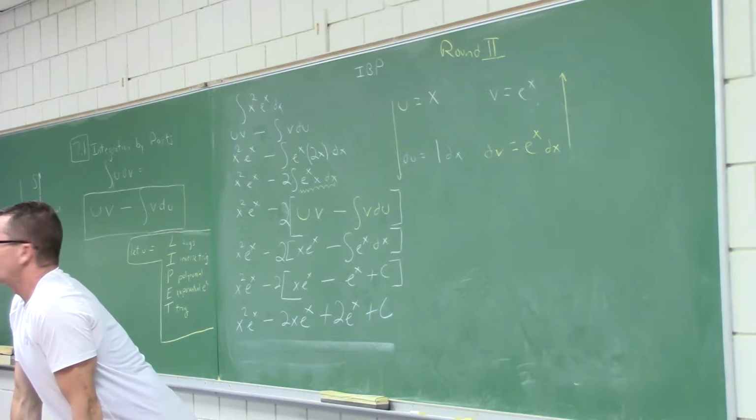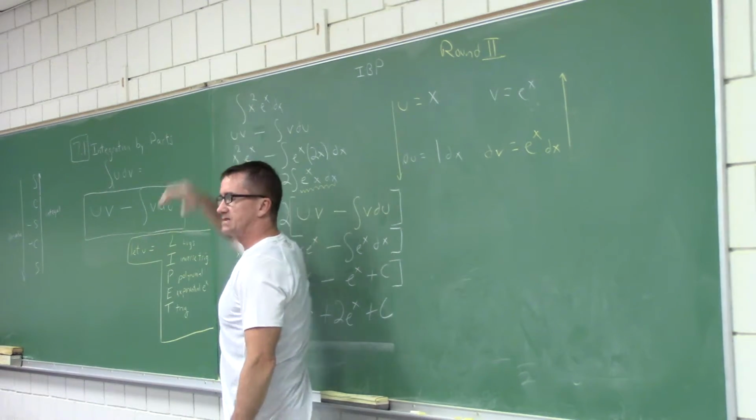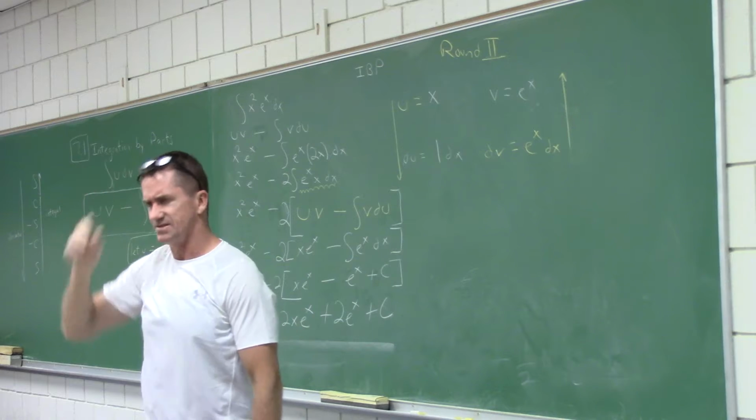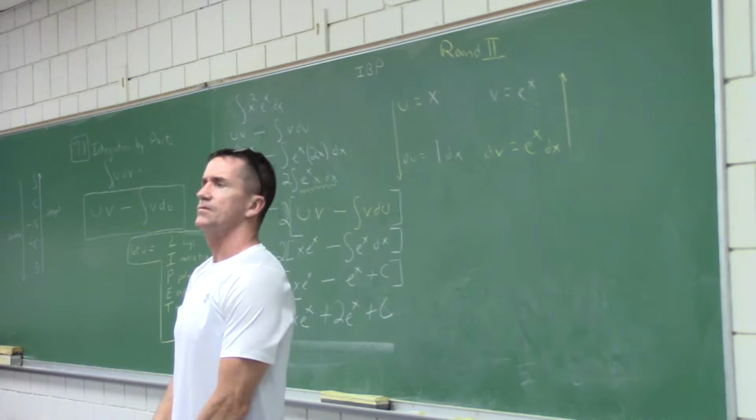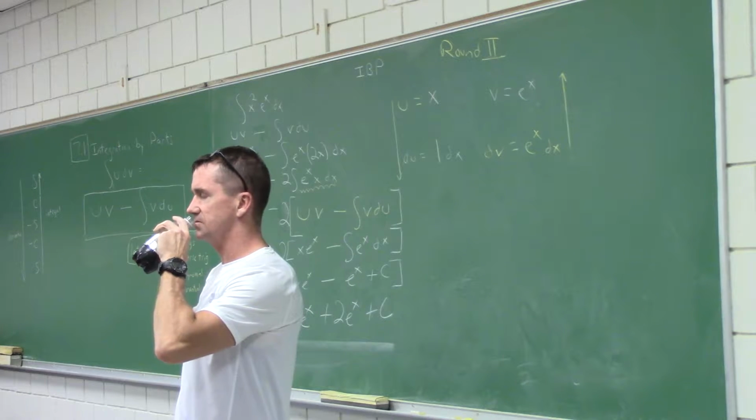They put a reduction formula for this right here, where it'd be x to the n e to the x, and they want you to prove it. But it's a real simple proof. If you wanted to do it, we can do it right now. It's real easy. Not a challenging proof.